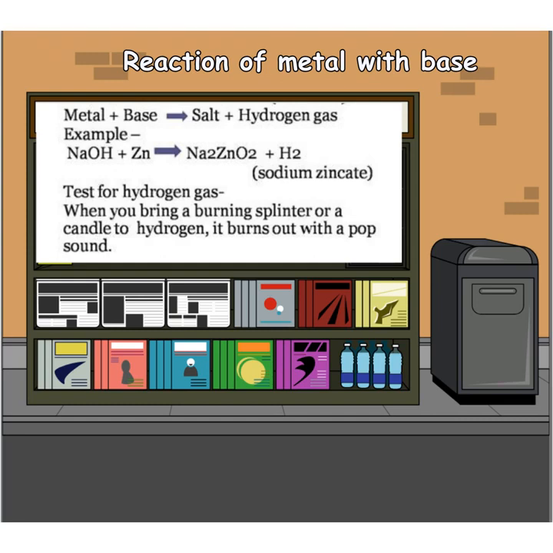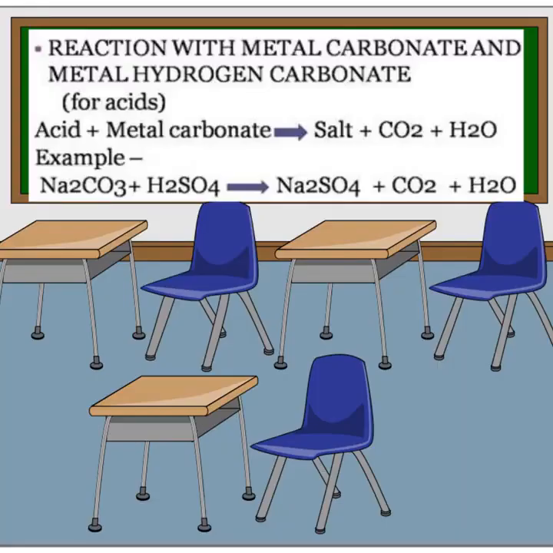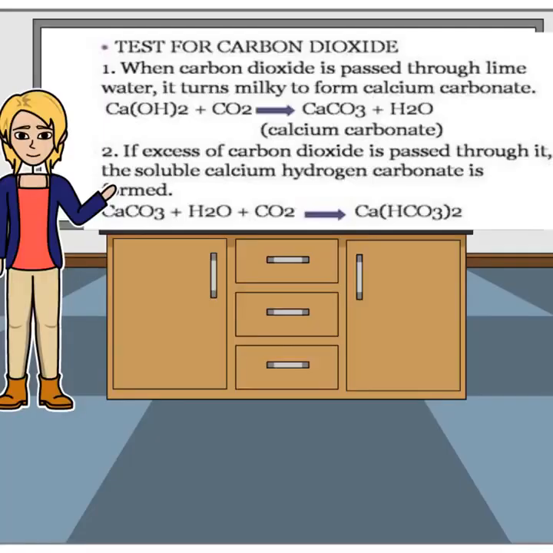Reaction with metal carbonate and metal hydrogen carbonate. Acid, when reacted with metal carbonate, gives salt plus carbon dioxide plus water. Test for carbon dioxide. When carbon dioxide is passed through lime water, it turns milky, forming calcium carbonate. If excess carbon dioxide is passed through it, the soluble calcium hydrogen carbonate is formed.